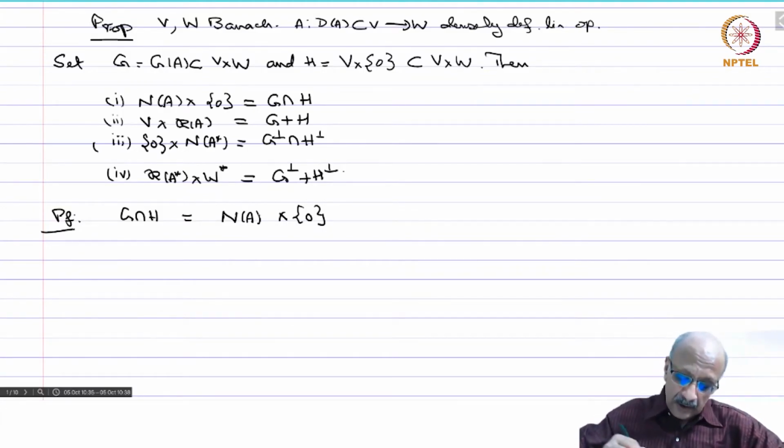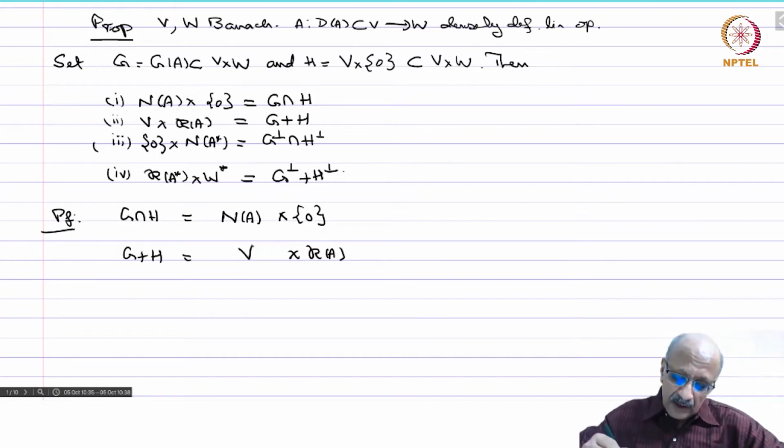Now secondly for G plus H. The second coordinate has 0 in H, so if you add anything you will only get the second coordinate of G(A), and that is in the range of A. So G plus H will be something cross range of A. And the first coordinate in H is V, so whatever you add to it you will only get V, so you will get V cross range of A.